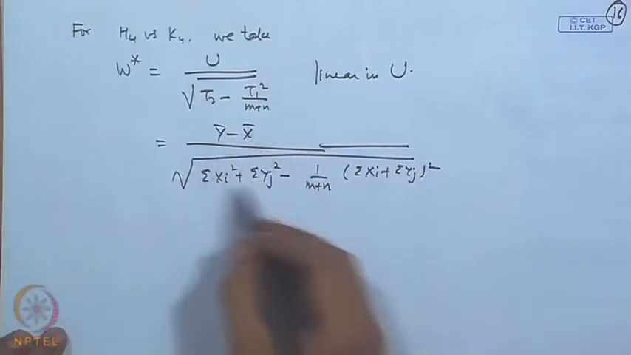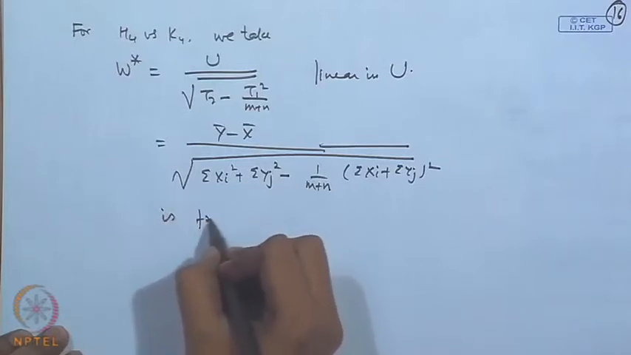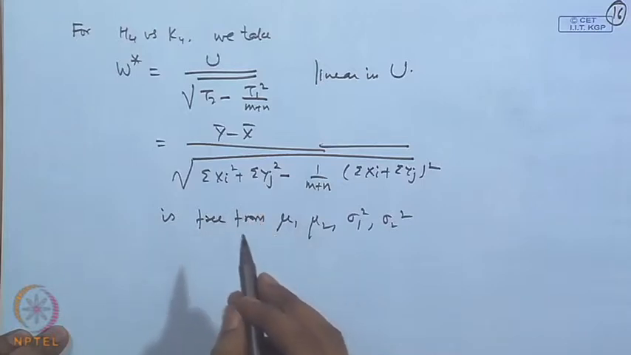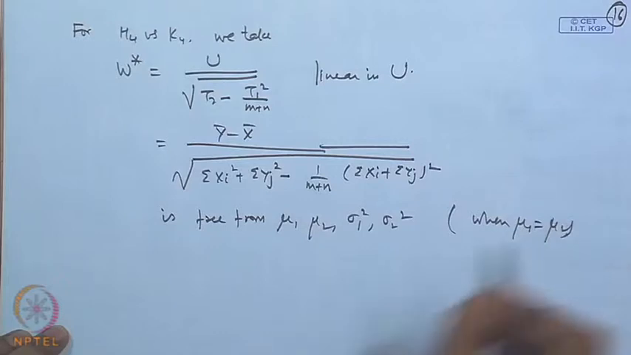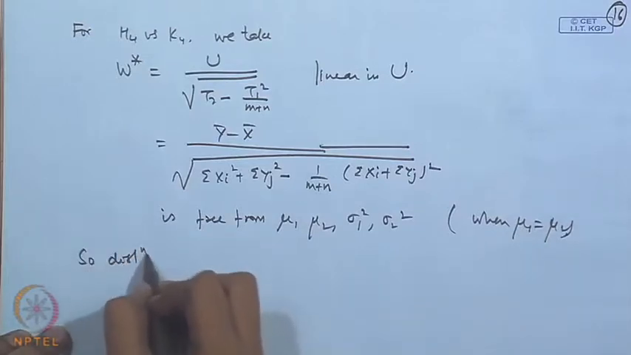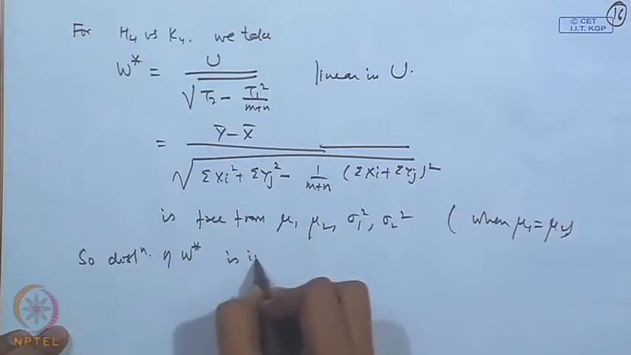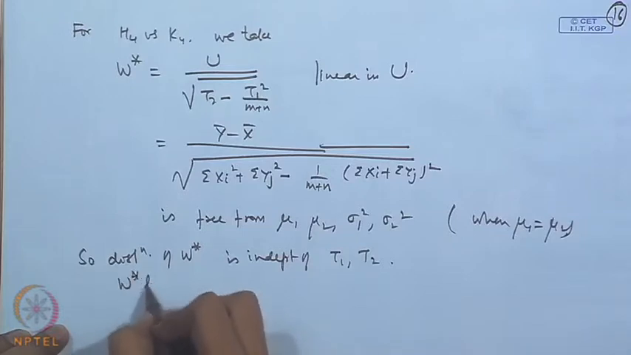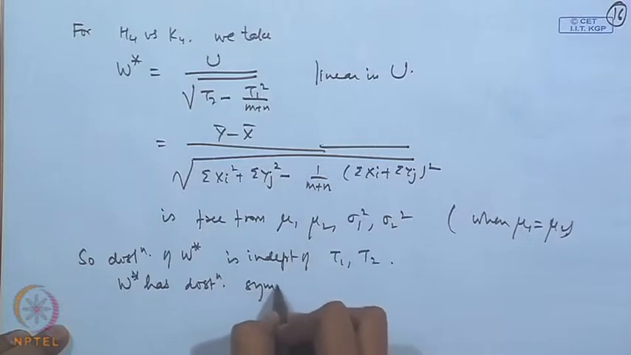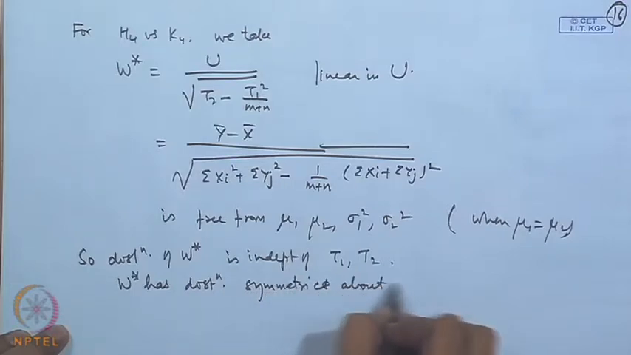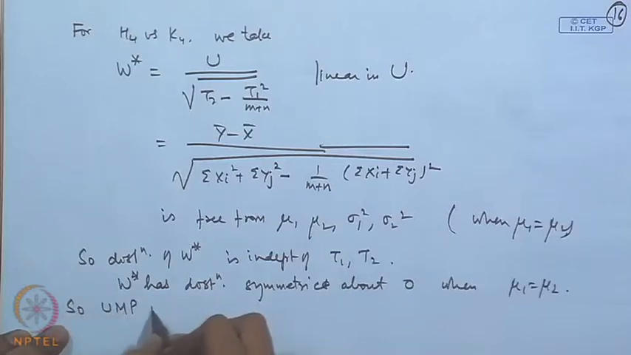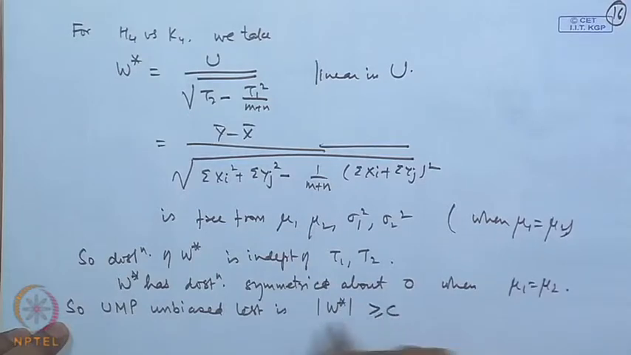So, this term is free from mu1, mu2, sigma1 squared, sigma2 squared when mu1 is equal to mu2. So, the distribution of W star is independent of T1, T2. And also W star has a distribution symmetric about 0 when mu1 is equal to mu2. So, the UMP unbiased test is based on W star greater than or equal to C, that is the rejection region.